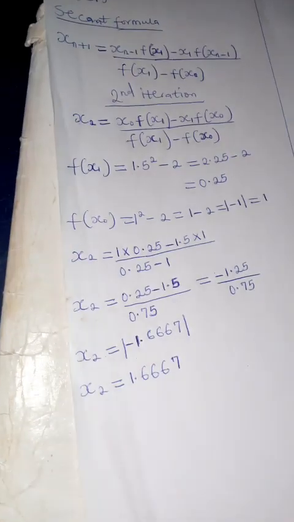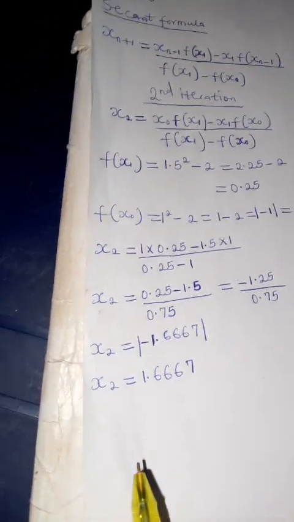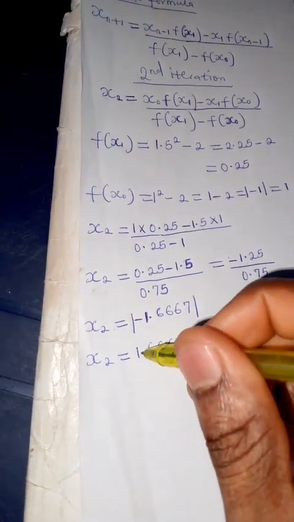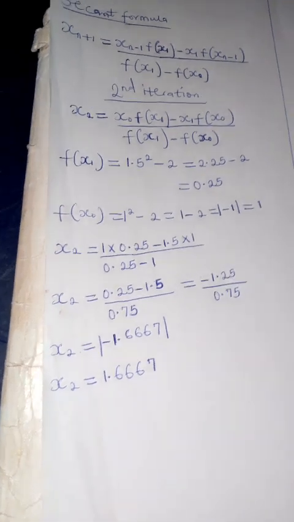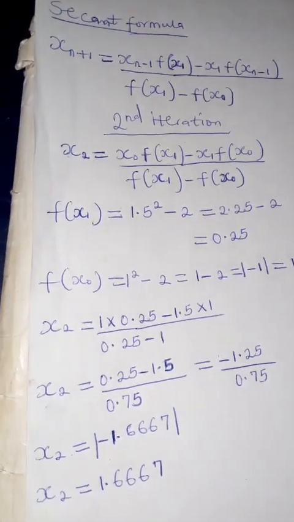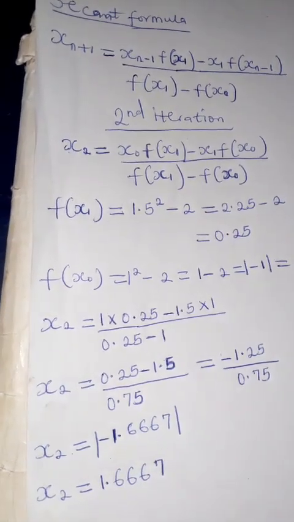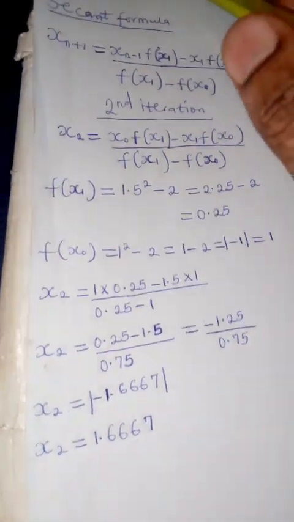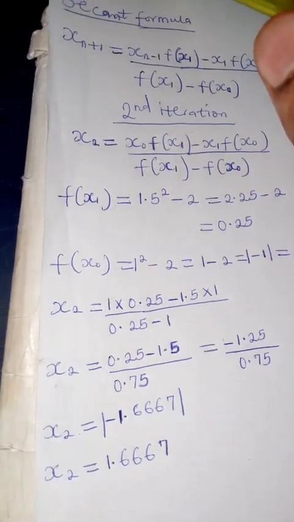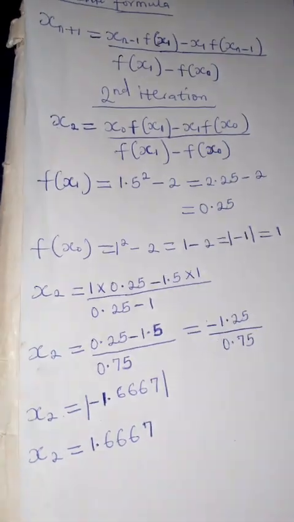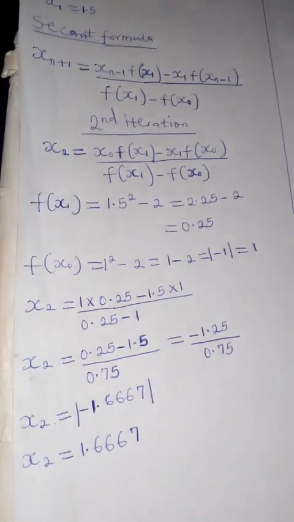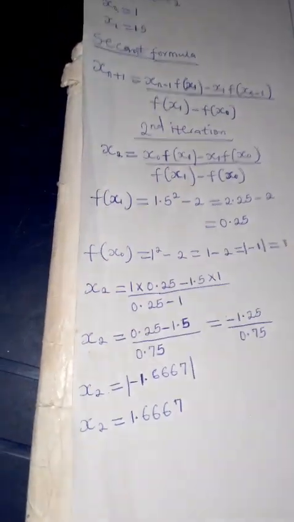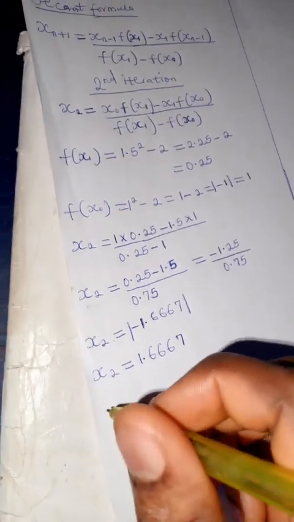Now the next thing we are going to do, we are going to look for the third iteration. Why are we doing iteration by iteration? It is to get the square root of 2, which is 1.414. So for us to get that 1.414, we have to solve step by step. Now we're going to do the third iteration.